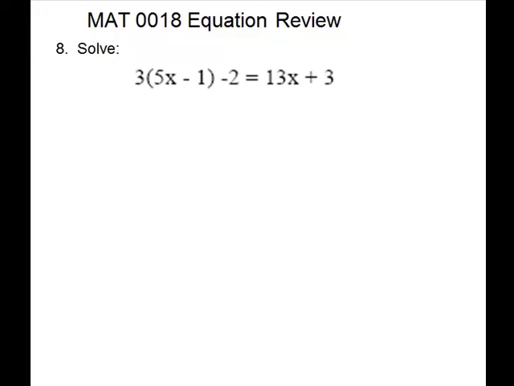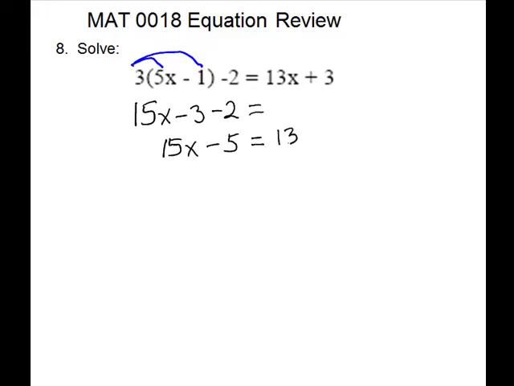Equation number 8. This one has some simplifying to do on the left-hand side. So we need to distribute our 3, which will give us 15x minus 3. Take the parentheses off. And we can simplify some more on that side. The minus 3 and minus 2 can go together. They are like signs. They're going to add and keep the sign. There was no simplifying to do on the right-hand side, so we'll just bring that down.